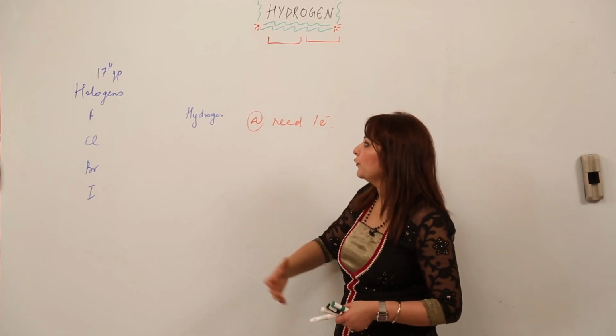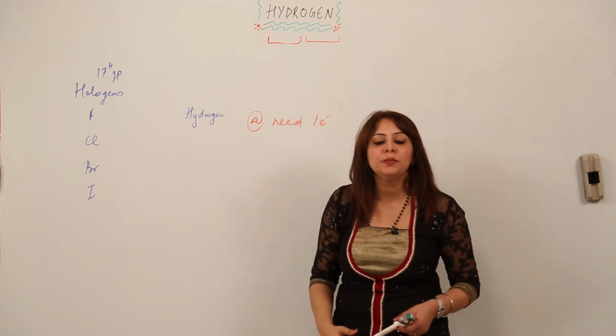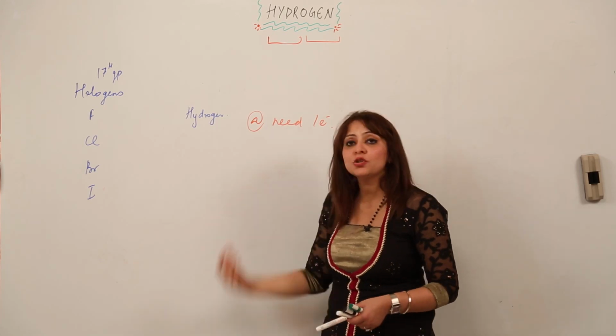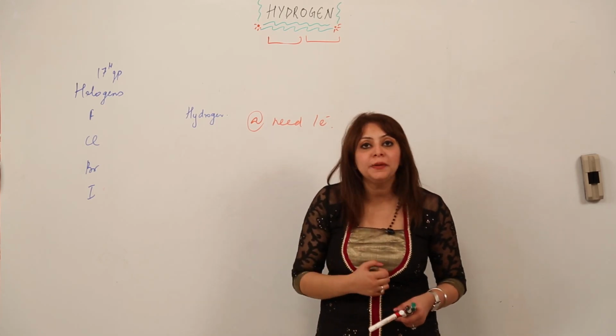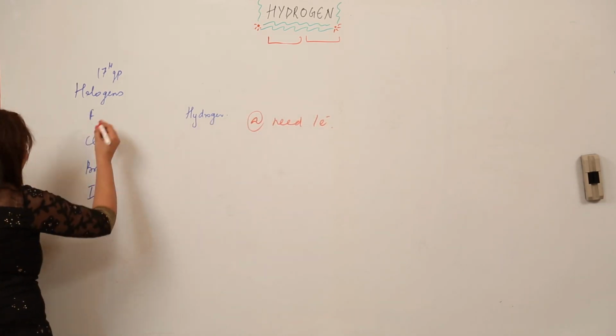So as I told you, the first similarity is that the halogens also need one electron to complete their octet, or you can say to attain stability. So similarly, hydrogen also needs an electron to complete its duplet, right? As I am showing you with an example, we have fluorine.